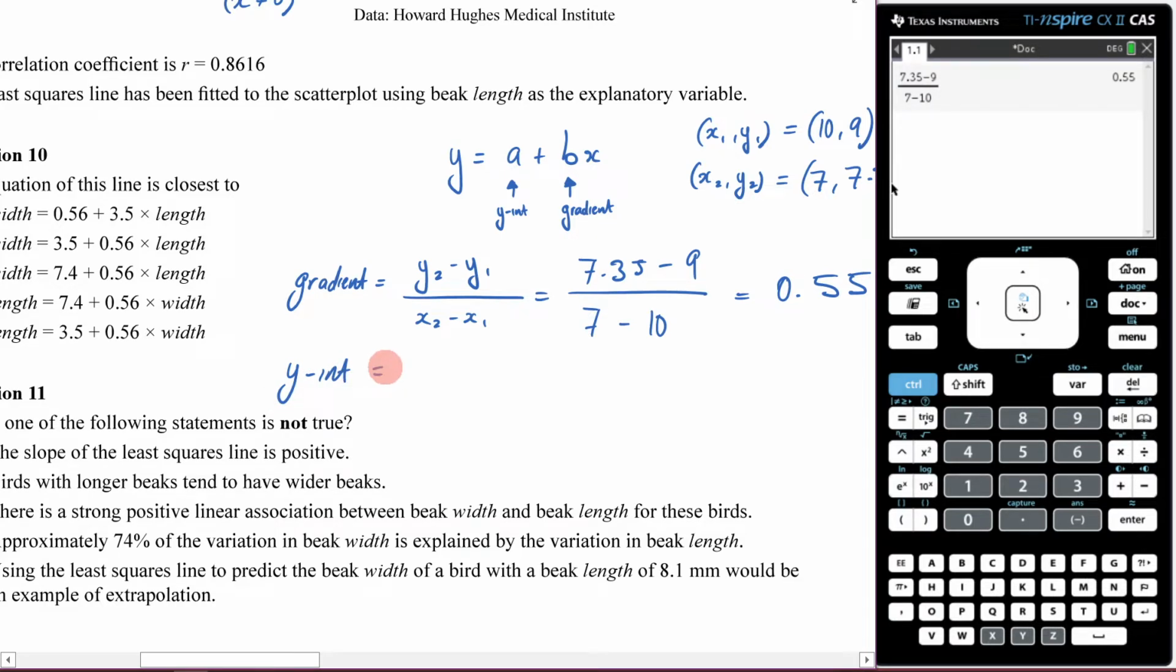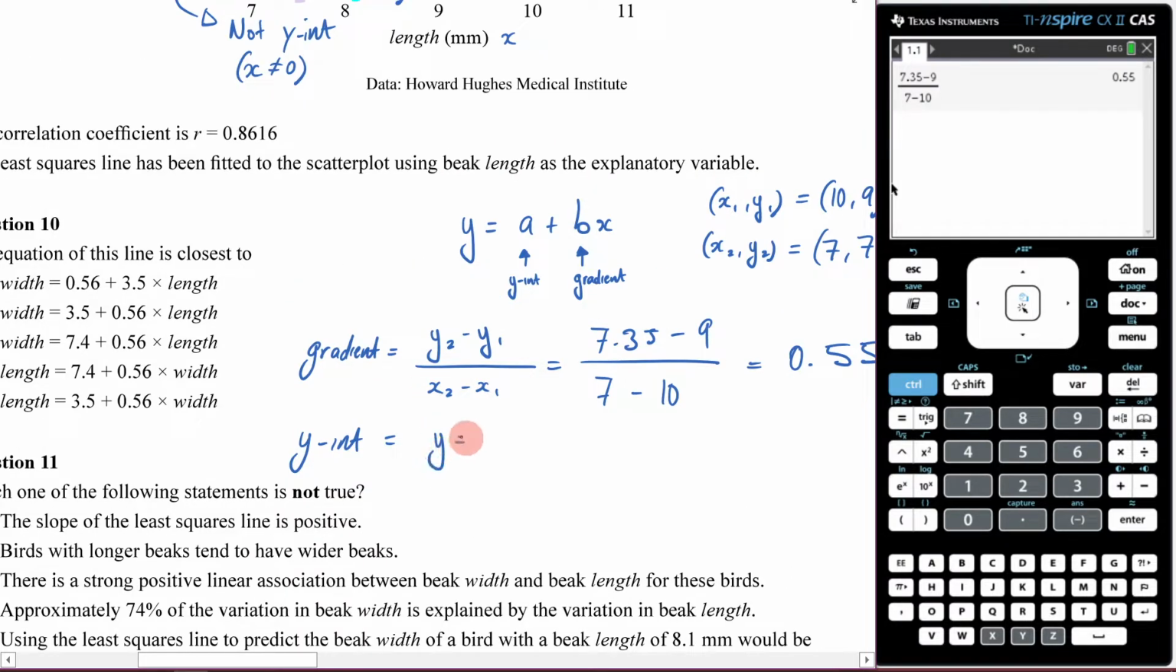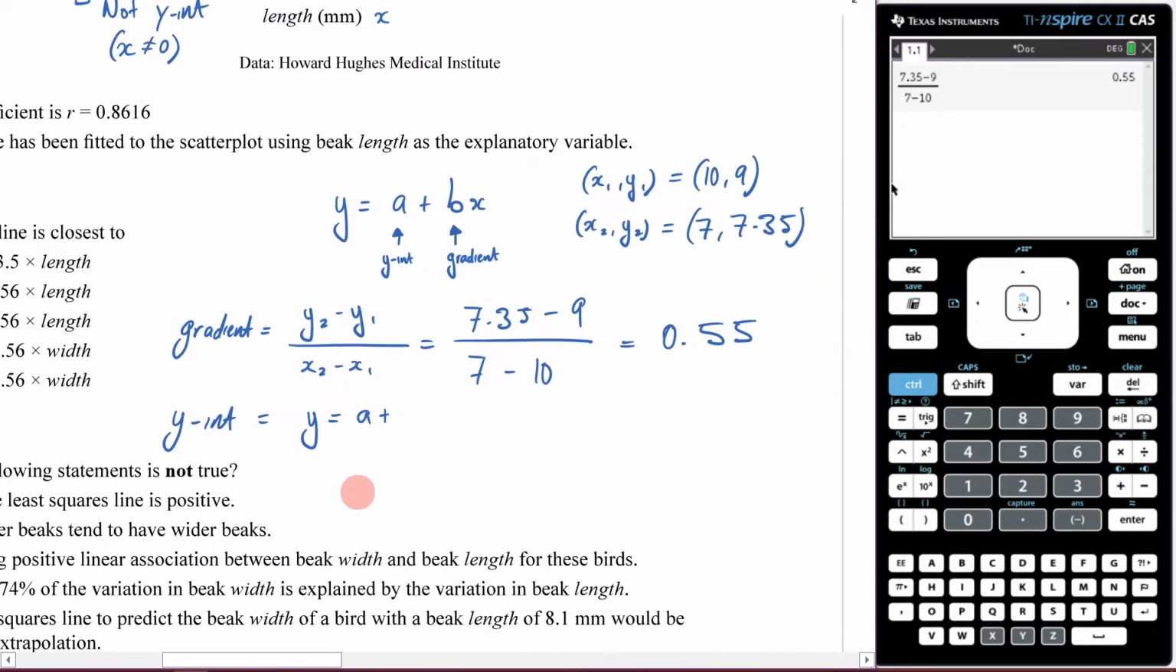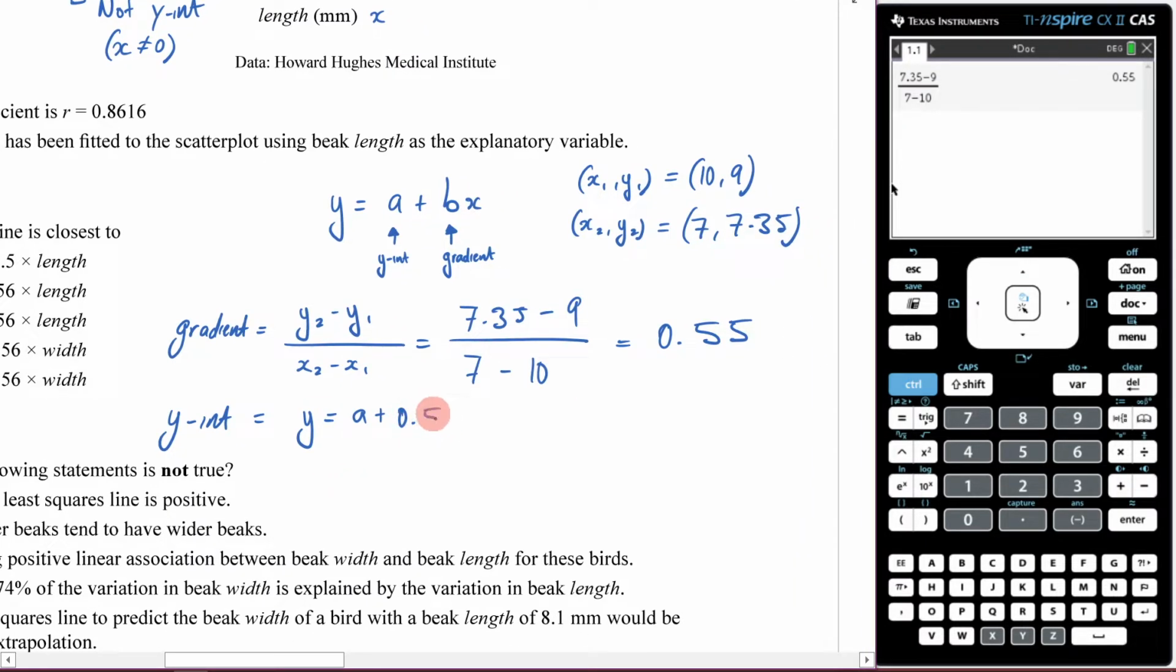The way that you'd figure this out is you'd say, all right, I know that y is equal to, I don't know what my y-intercept is, plus I do know what my gradient is now. It's 0.55x. Then what I could do is sub in a point and then solve. So I would sub in the point 10 and 9 because that's pretty easy. Remember, this is my x value, this is my y value. So into my y spot, let's put 9.